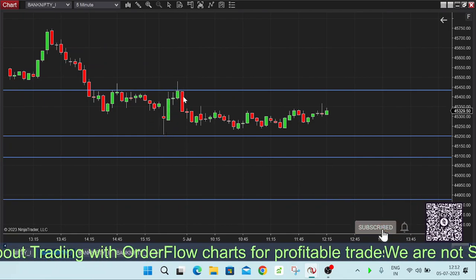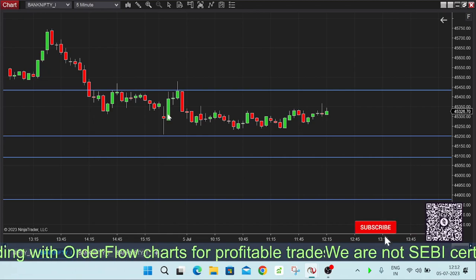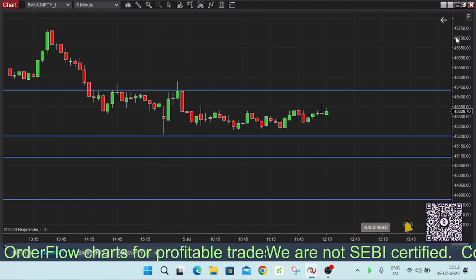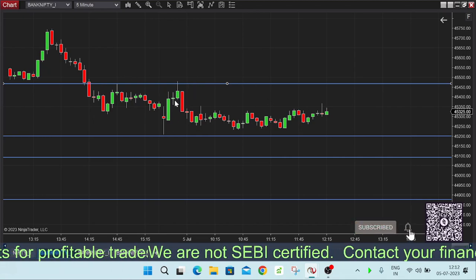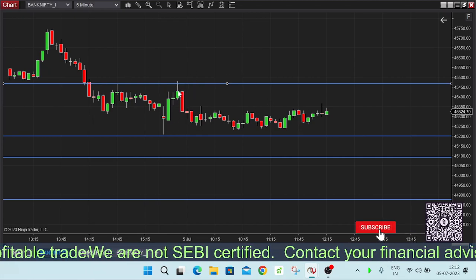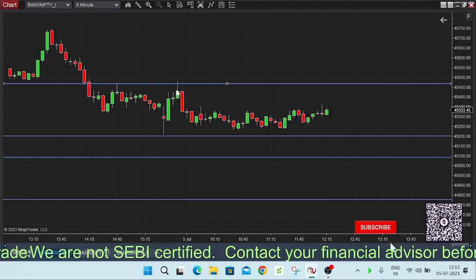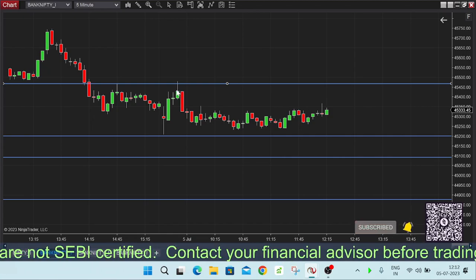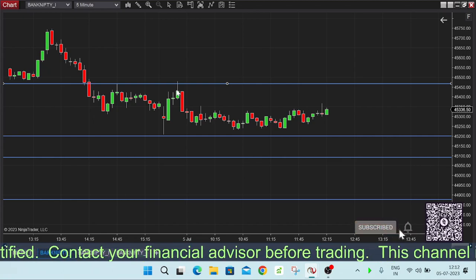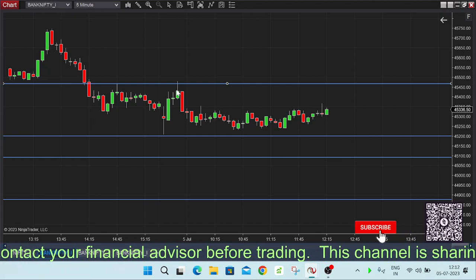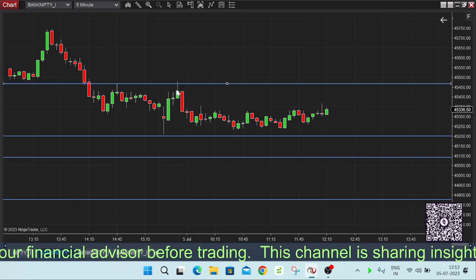We didn't trade in this session. In this part, we didn't trade because I was expecting the market to rebound from this blue line. So we took a trade somewhere here for 100 points. The first trade was a 15 point stop loss, which was hit. I have posted it in the WhatsApp group and the Telegram group.